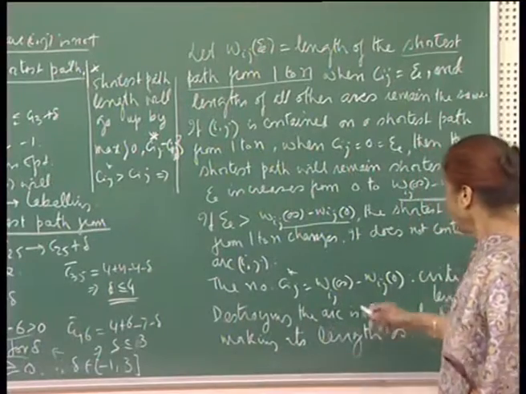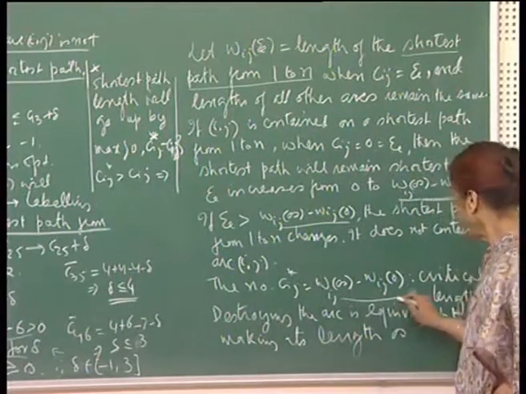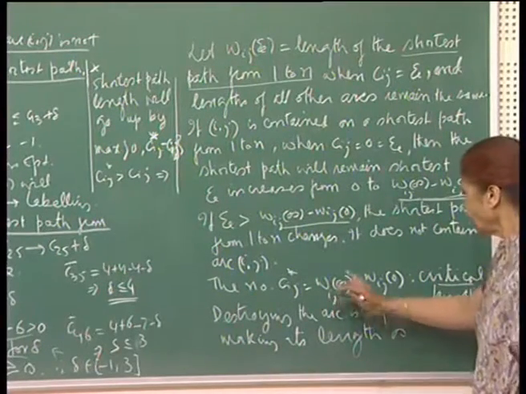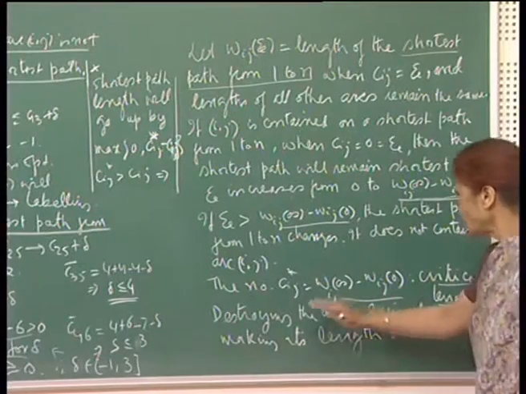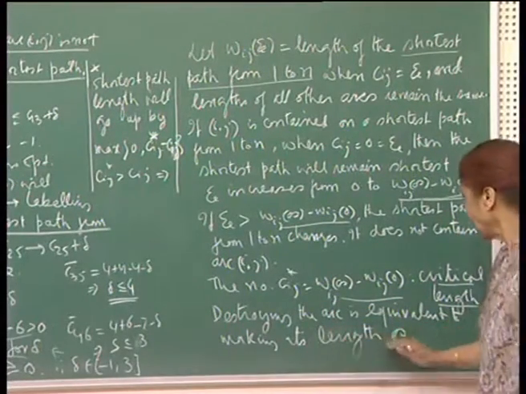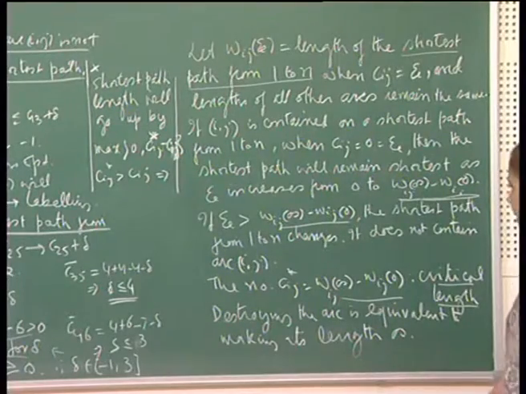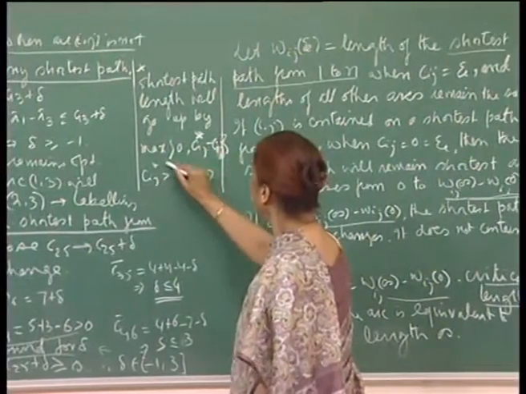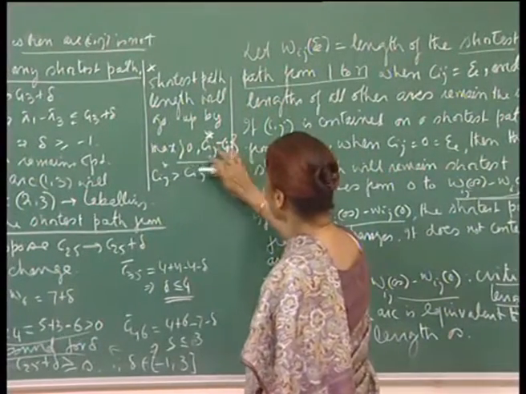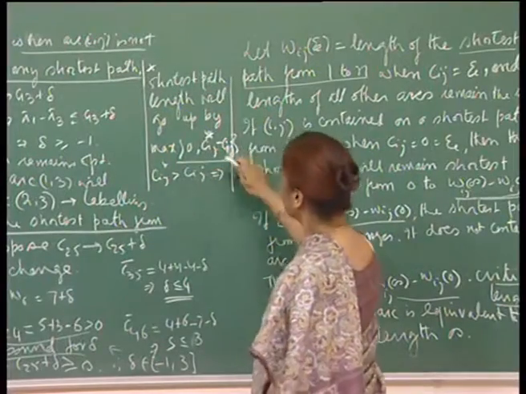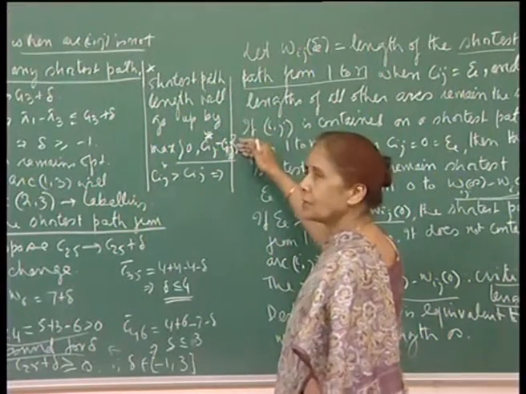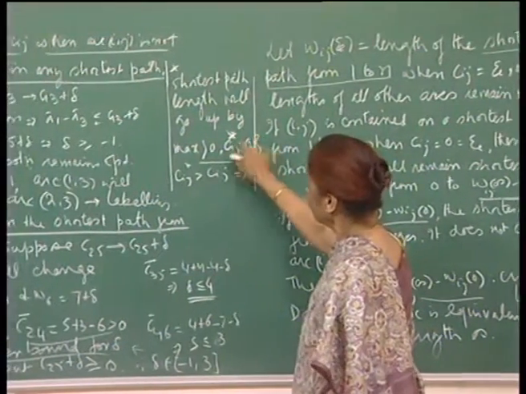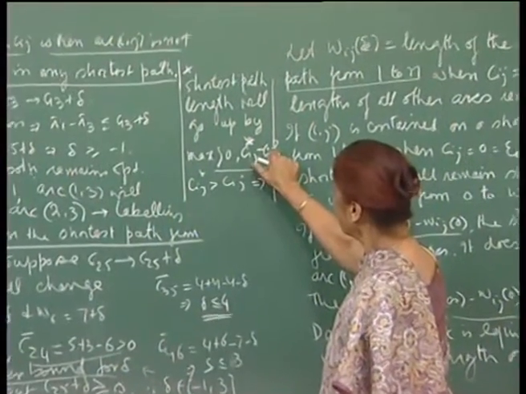So, this is the idea, and we will define C_ij star as the critical length of arc ij, which is W(infinity) minus W_ij(0). So, destroying the arc is equivalent to making its length equal to infinity. This is the whole idea, and then you want to ask a question, the shortest path length will go up by the maximum of this, right. See, if C_ij is less than C_ij star, then the arc ij is present in the shortest path, right, and then the max here will be this number, because 0 is less than this number, this difference is positive.